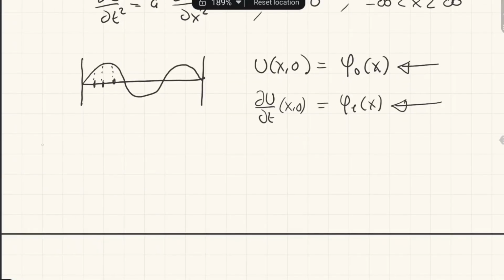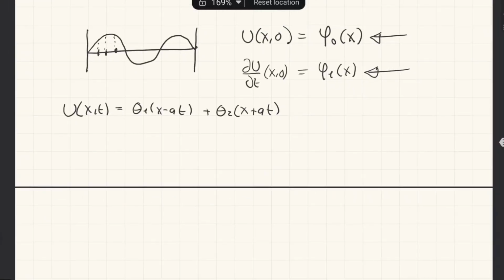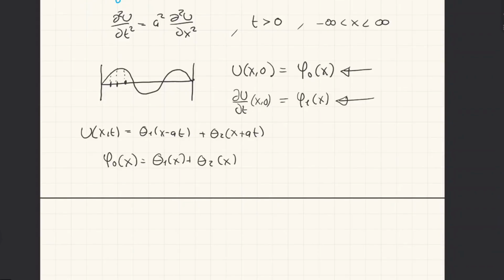Okay, so we know that for a one-dimensional wave equation, the solution is u of x comma t equals theta 1 of x minus at plus theta 2 of x plus at. So from here, if we evaluate at t equals 0, we are going to have that phi 0 of x is equal to theta 1 of x plus theta 2 of x.